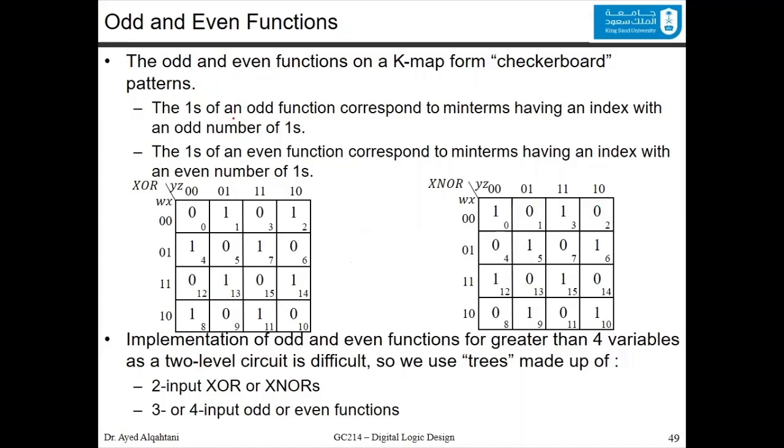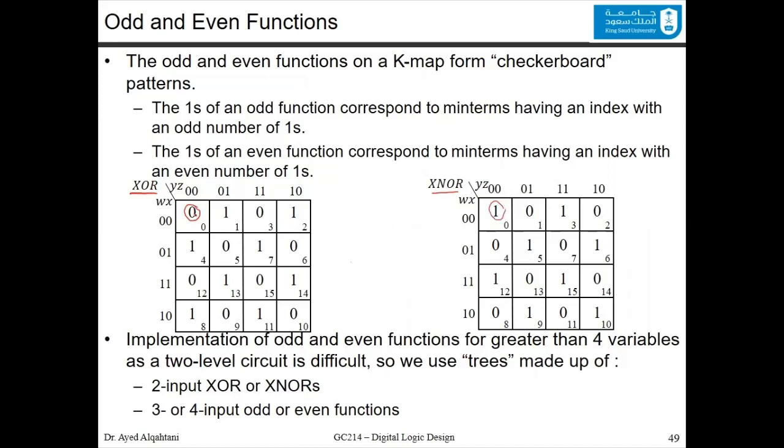The ones of an odd function correspond to the minterms having an index with an odd number of ones. The ones of an even function correspond to minterms having an index with an even number of ones. You can see here the XOR, which is an even function, forms this pattern, and you can see that it's like a chess game. Similarly for the XNOR, the difference between them is that the XOR starts with 0 here, and the XNOR starts with 1.